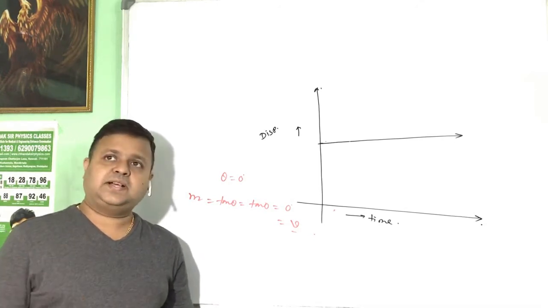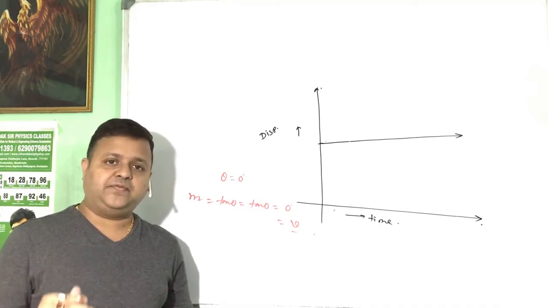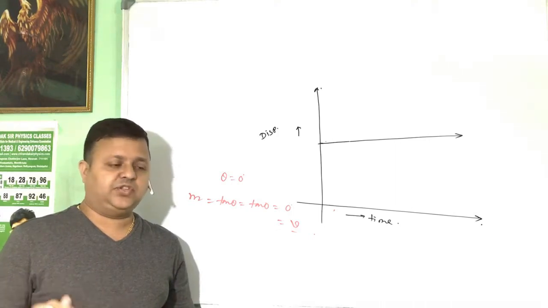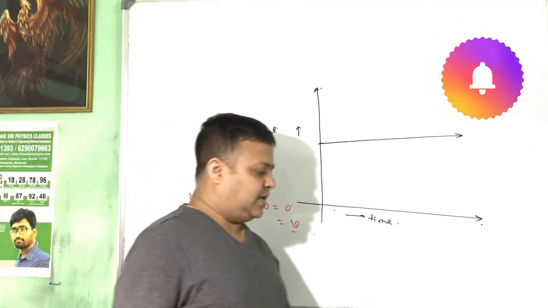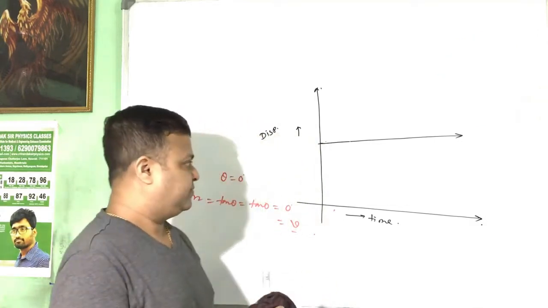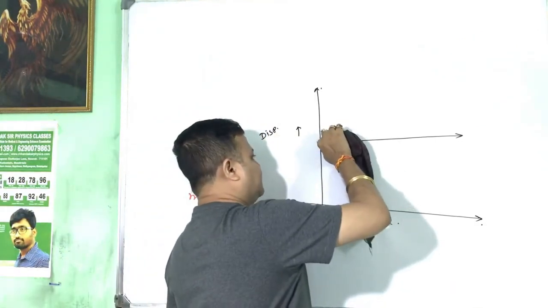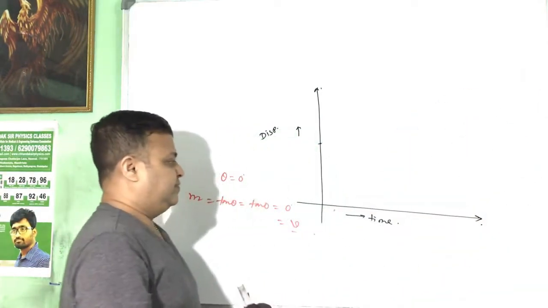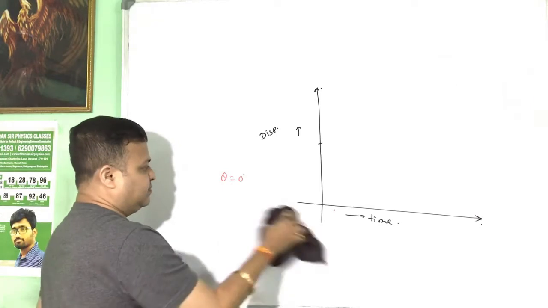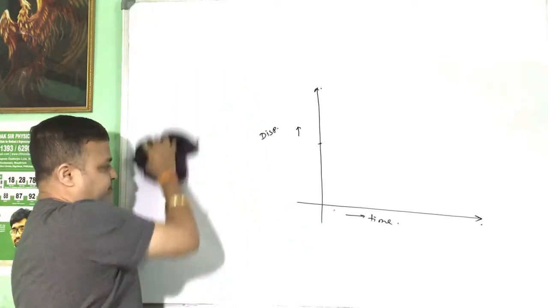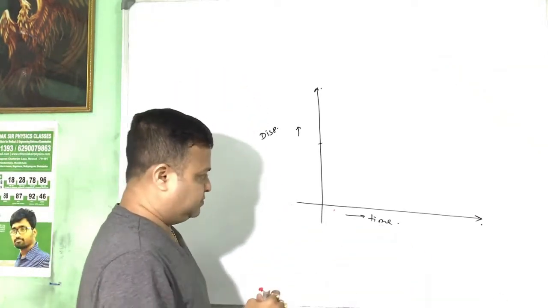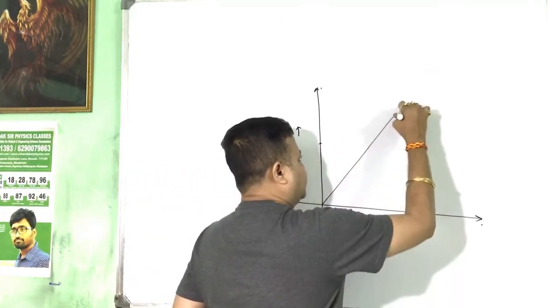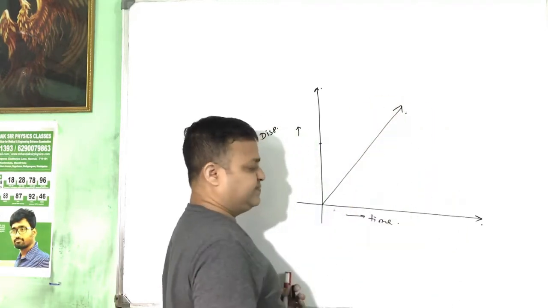Next, displacement time curve when the body is moving with a uniform speed, by uniform velocity. The displacement time curve when the body is moving with a uniform velocity. This is the body is moving with a uniform velocity.